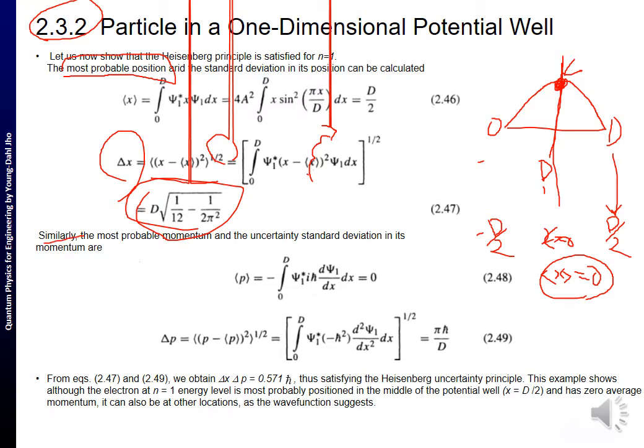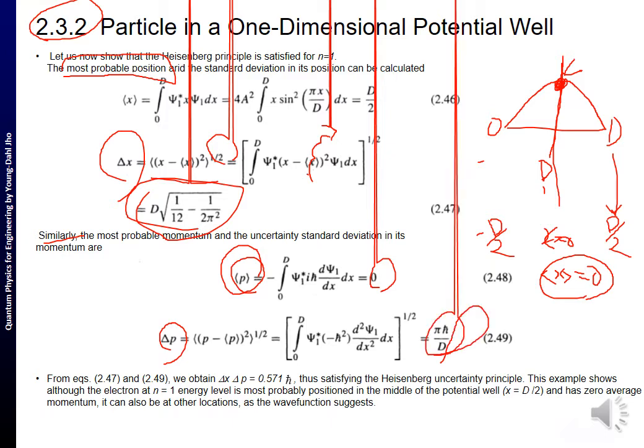Similarly, the most probable momentum and the uncertainty, the standard deviation in its momentum. The most probable value of momentum, you calculate that and you will find it to be 0, okay? And the standard deviation of momentum, you will calculate this one, okay? So these are actually just mathematical procedures, a little bit tedious, but anyone can do it with patience. Then this delta x and delta p, we multiply them.